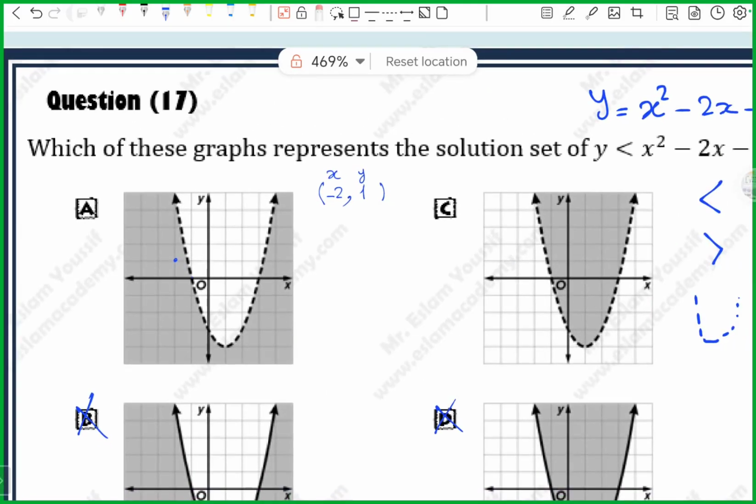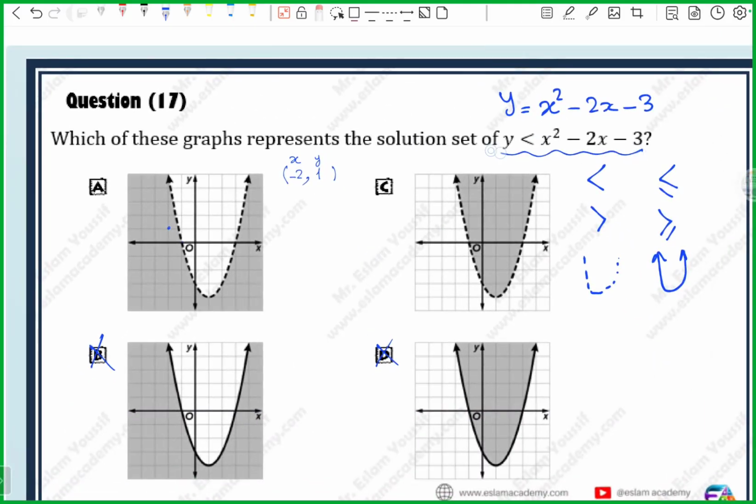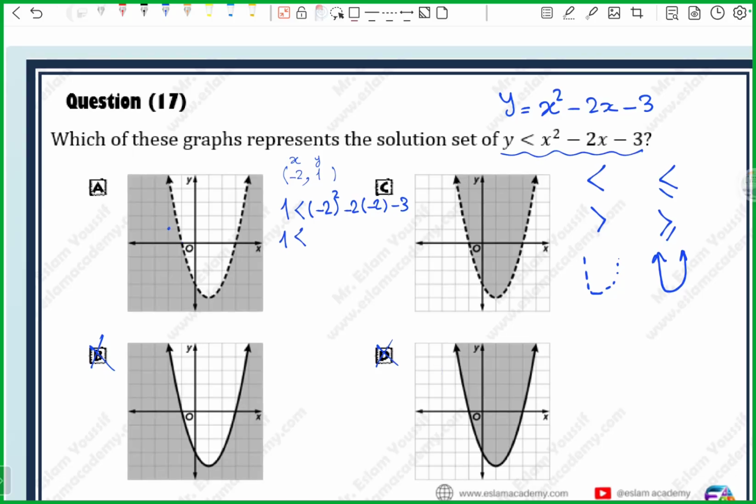Now I will use the inequality. I will just replace y with 1, less than, and instead of x, we'll replace it with -2 to the power 2 minus 2 multiplied by -2 minus 3. Can you find the answer that we have here? You understand now? I just use substitution to solve.